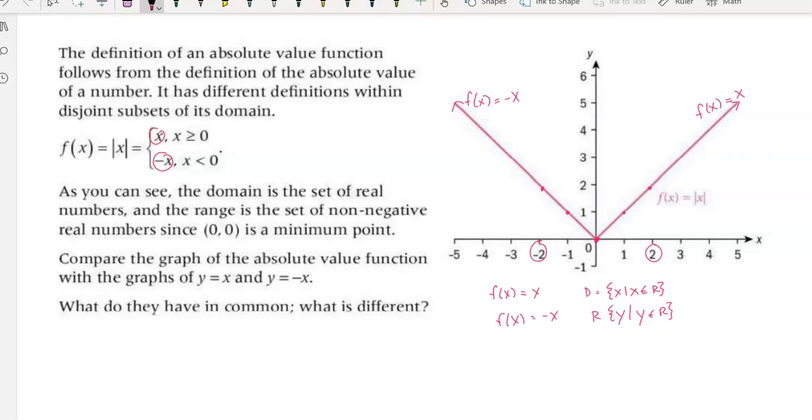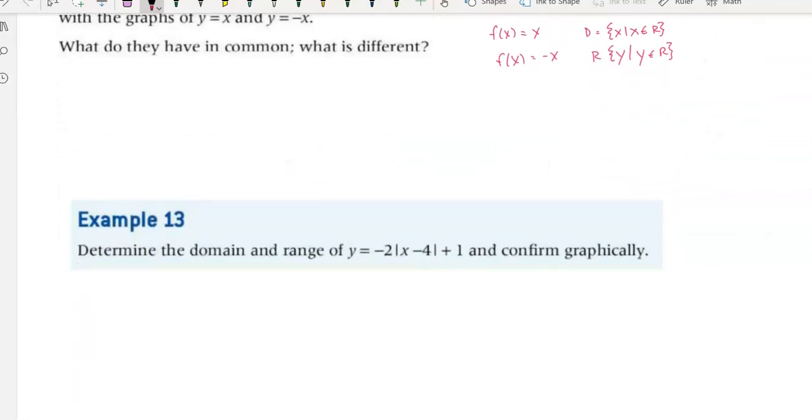So what do they have in common? You can say that they're similar in the way that they look, as long as the domains are still going to be the same, but the range is going to have that lowest point as the restriction. So the range of this is going to be y such that y has to be greater than or equal to 0. Okay, good job.